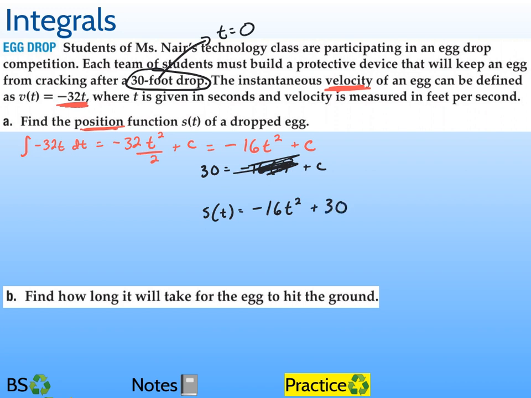The bottom part is asking how long will it take for the egg to hit the ground. Essentially what we're looking at there is when is the position function 0. So I'm going to take the position function, negative 16 t squared plus 30, and set it equal to 0. If you subtract 30 from both sides, you get negative 16 t squared equals negative 30. Divide by negative 16, we'll get that t squared equals 1.875. And if you take the square root of that, you'll get that t is roughly 1.37 seconds. And that's how long it will take for the egg to hit the ground.